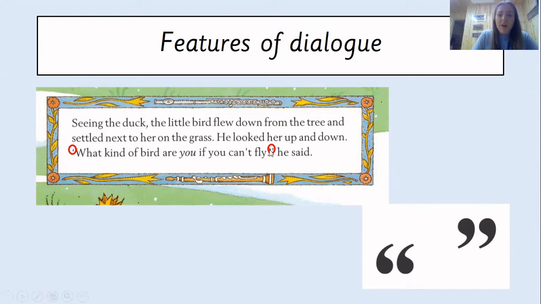So this part of the story is, "What kind of bird are you if you can't fly?" And I've changed my voice there because the speech marks are showing me that there is dialogue. The bird is talking to the duck.